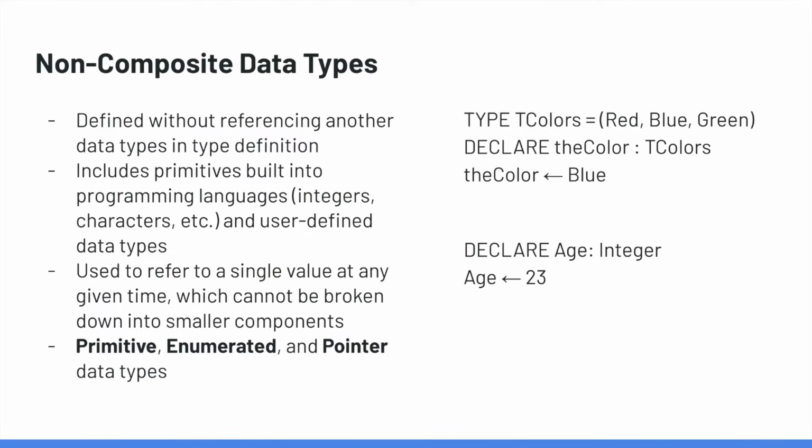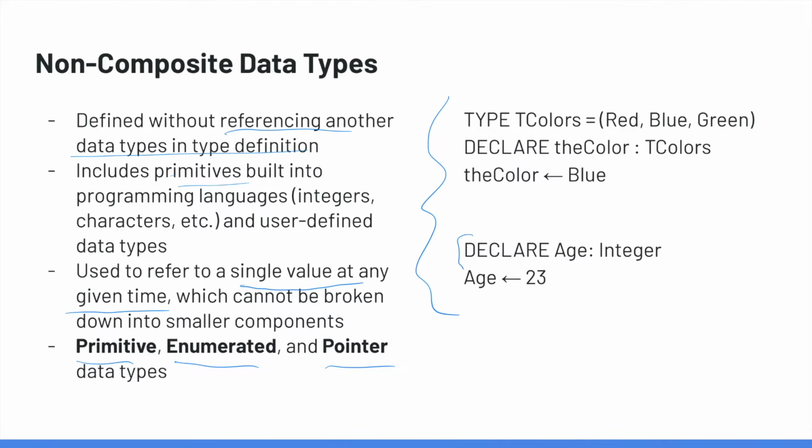Now, non-composite data types are defined as data types that don't refer to other data types. So a great example are primitives like integers, characters, etc. But also some data types we're going to look at here. Specifically primitive, enumerated, well, we've already talked about primitive, but enumerated and pointer data types. These are used to refer to a single value at any given time that cannot be broken down into smaller components. So just a single value. And these are all examples of non-composite data types.